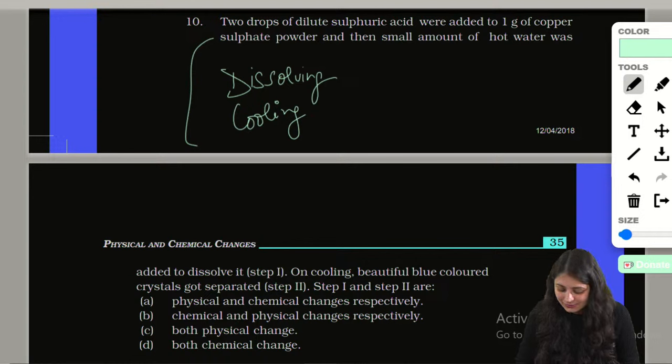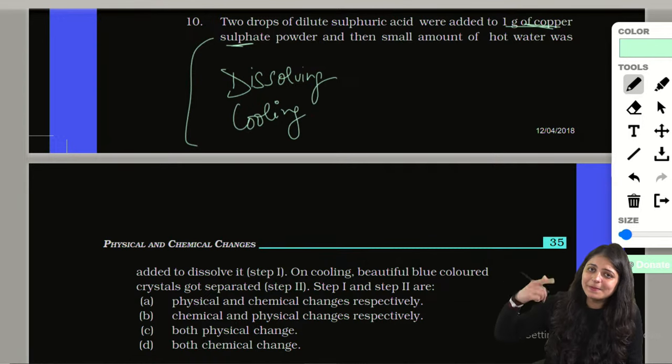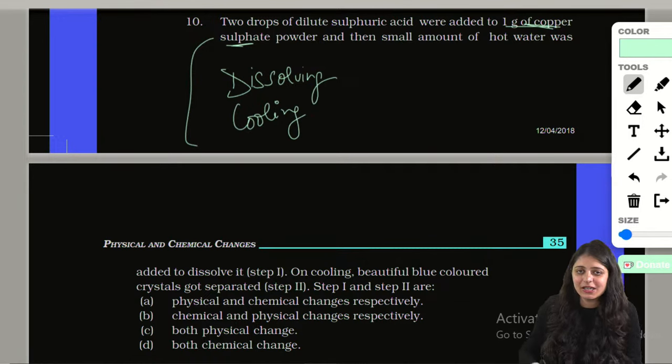Beta, both chemical. Ek baat batao, ye ho kya hai? Isn't this crystallization of copper sulfate? Abhi padha tha ki wo kaisa change hai, physical change hai. Copper sulfate ko pani mein dissolve kar diya. Hai to wo abhi bhi copper sulfate, that means dissolving is a physical change.